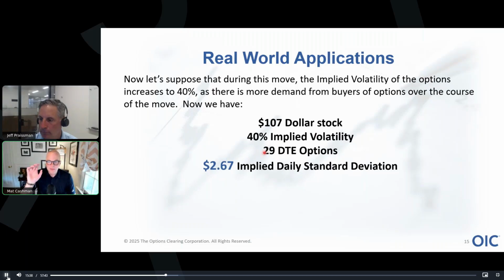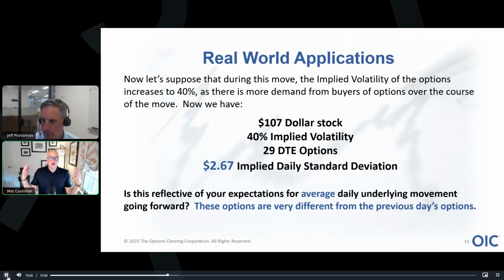Do the math, $2.67. Now, that's the exact same formula that we used before, but instead of 100 times 20, we're doing 107 times 0.40, and we're dividing by that same square root of time, 16. That gives you $2.67. Is this reflective of your expectations for the average daily move going forward?